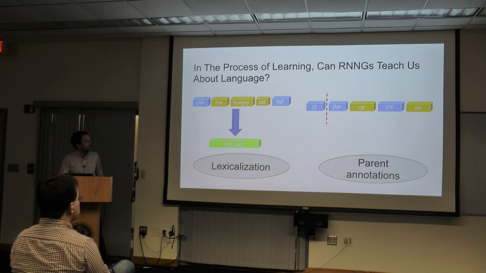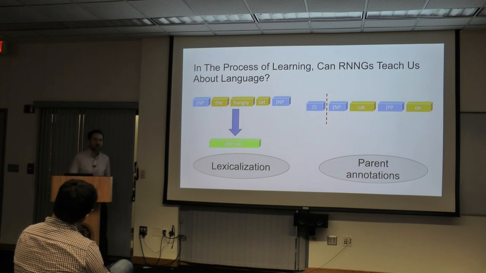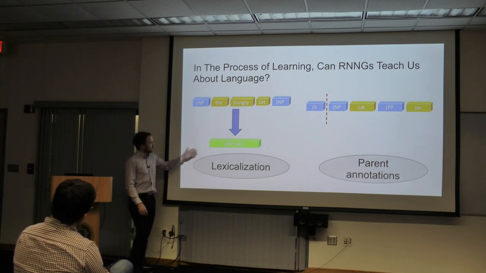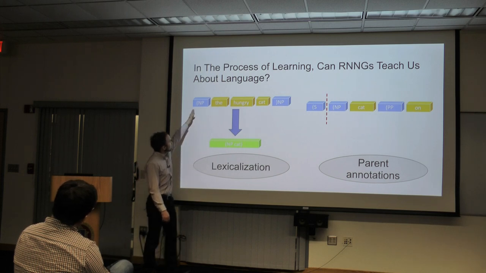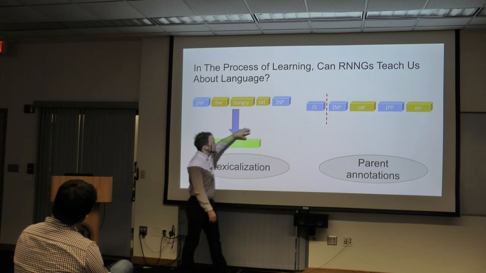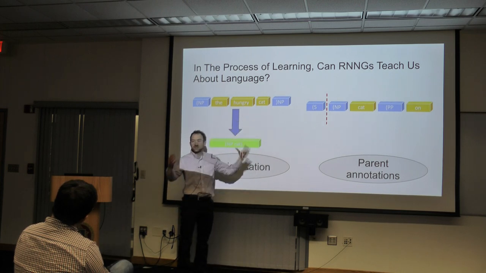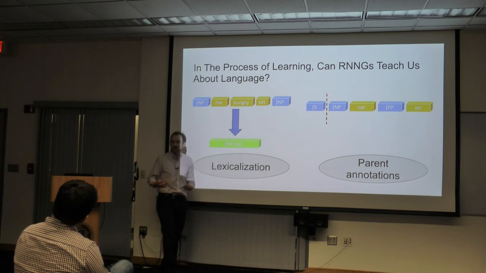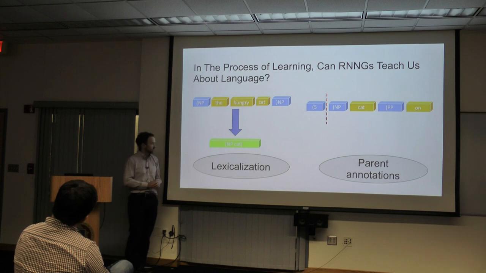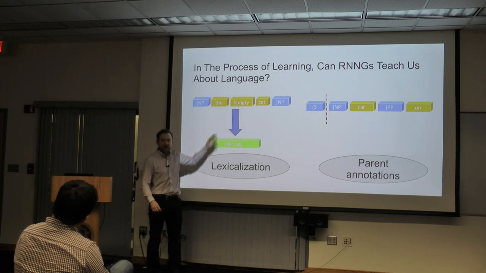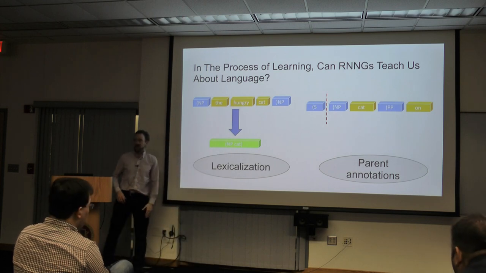But what I'm going to talk about here is whether we can use this model to actually examine the decisions it's making and learn about language in the process. So there are a couple things about language that we know are basically true, I guess not know are true, but they're linguistic theories about how language works. One of them is lexicalization, where basically if we have a noun phrase, usually there's a single word in the phrase that concisely summarizes what the whole phrase is about. This is called the semantic head or syntactic head, depending on whether you're talking about semantics or syntax. But in this case, the hungry cat is a cat. It's a special kind of cat, but it's a cat.